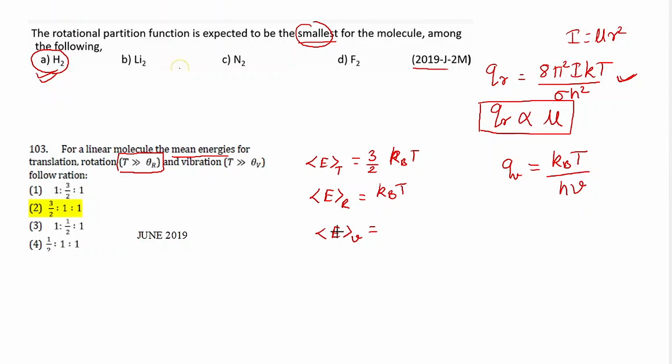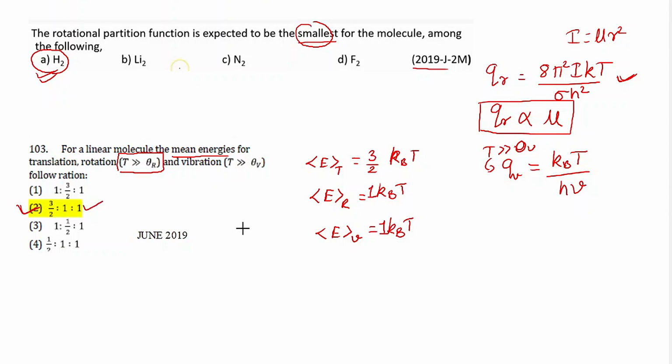So the average energy for vibration, as it is given the temperature is greater than theta, so for T very much greater than theta v, this will be the partition function, and the average energy will be kBT. So when we take the ratio, kBT is same, 3/2 over here we will have 1, this is also 1, so 3/2 : 1 : 1 is the correct answer.